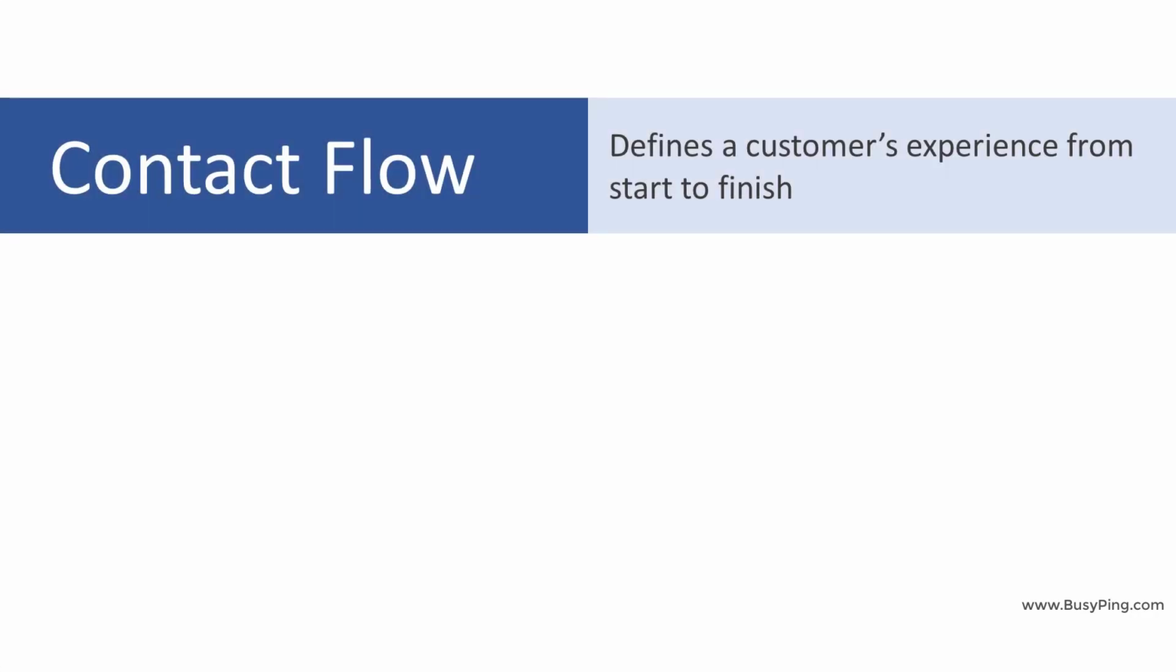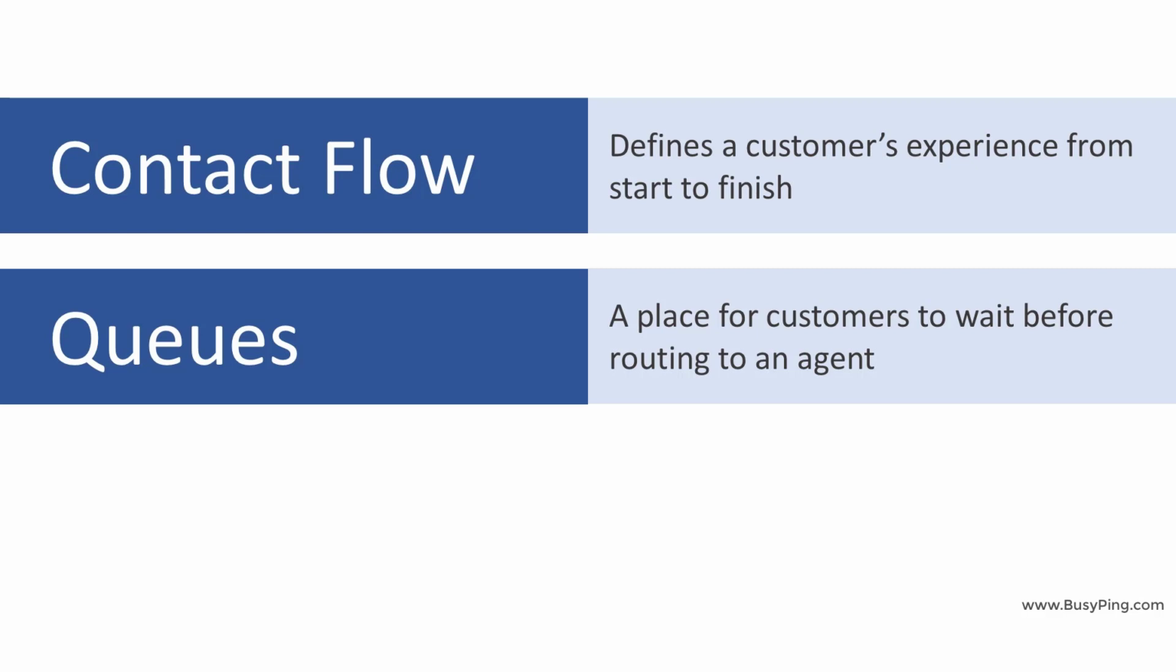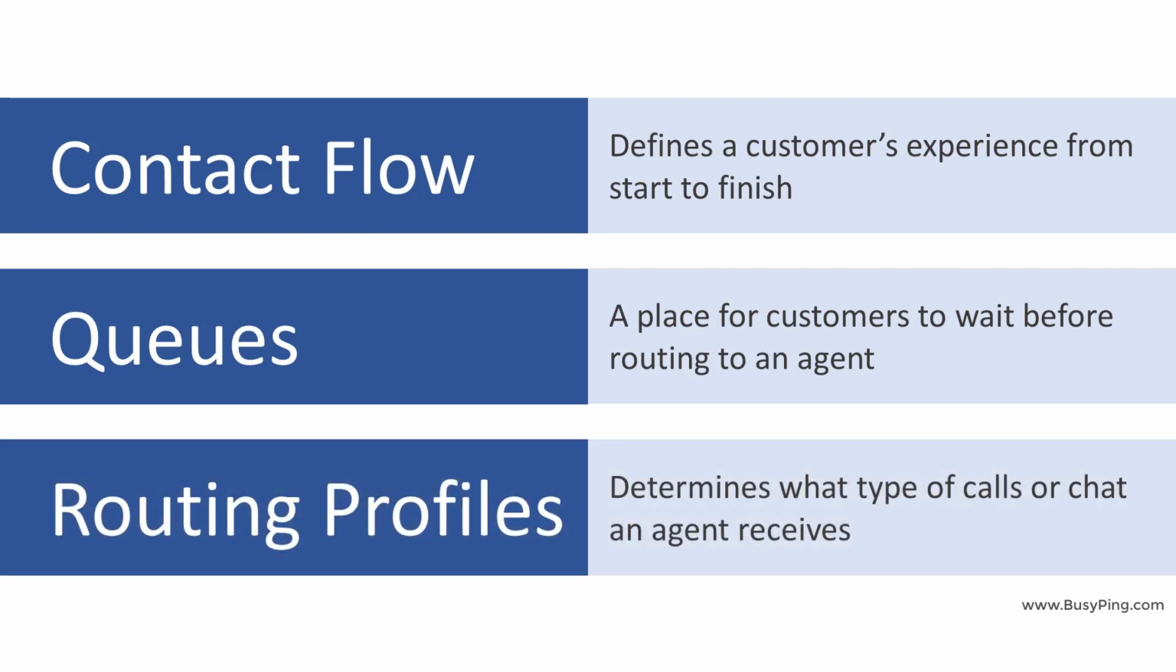So let's summarize these three concepts. A contact flow defines a customer's experience from start to finish of the interaction. A queue is a place where customers will wait before being answered by an agent. And routing profiles decide what kind of calls or chat an agent will receive.